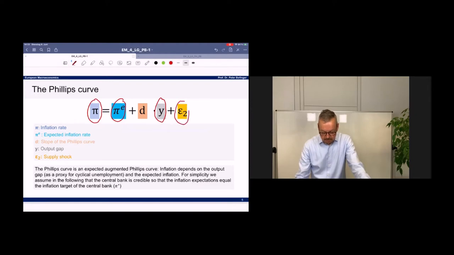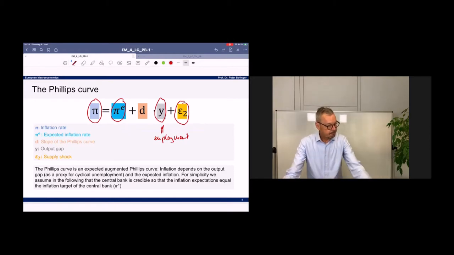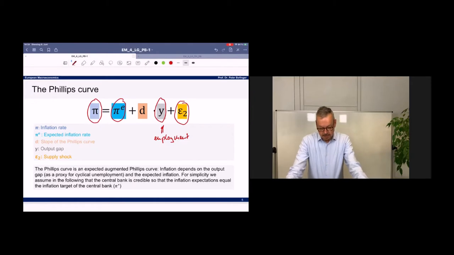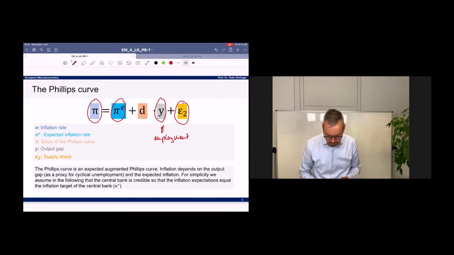Here we have epsilon two, which is our supply shock. D describes the impact of the output gap on inflation. And I think we said this before, the output gap also stands as a representative for the employment situation. So we assume for this kind of Phillips curve that there's a very direct relationship between employment situation and the output gap. And of course, if you have a negative output gap, we assume we have unemployment. Two weeks ago, when we discussed the Phillips curve, we said that originally the Phillips curve was derived for unemployment and inflation. Today, many models substitute the unemployment rate or the employment situation by the output gap. Okay, so this is the Phillips curve in our model.